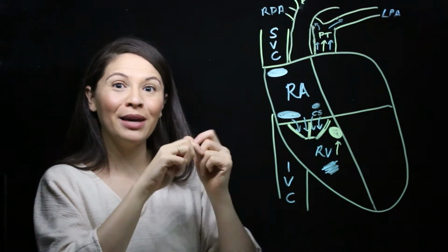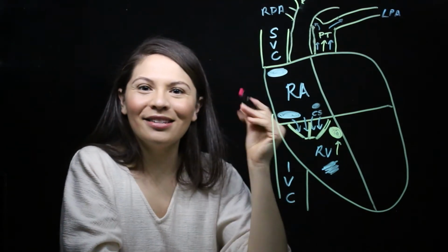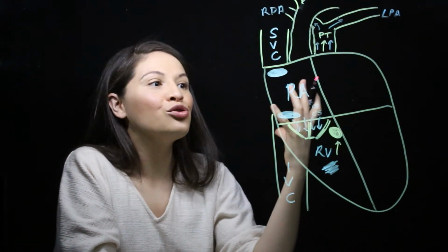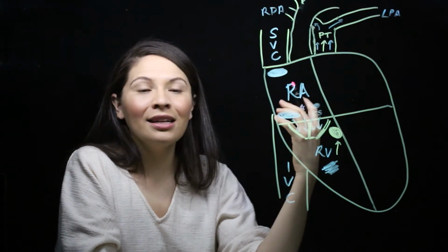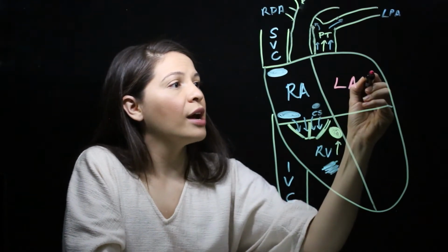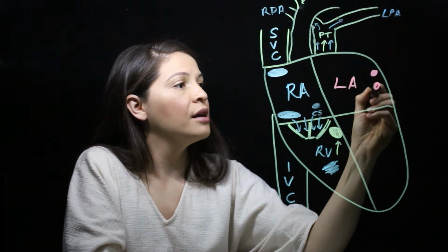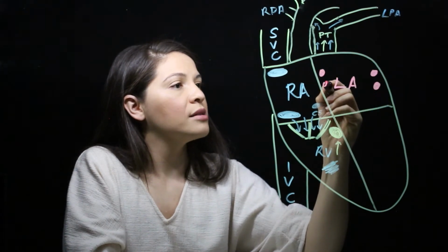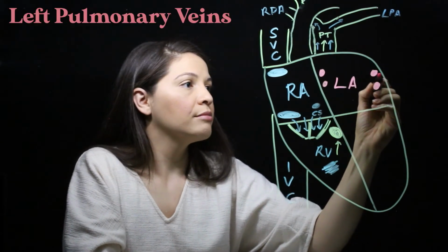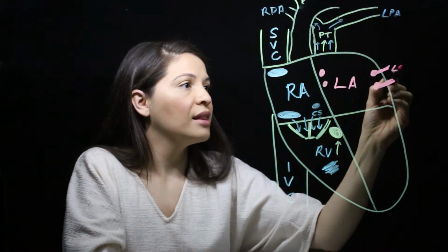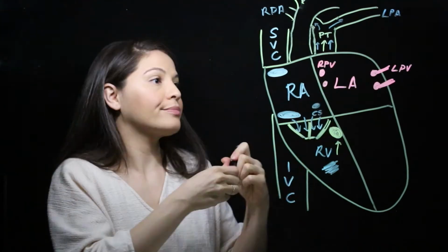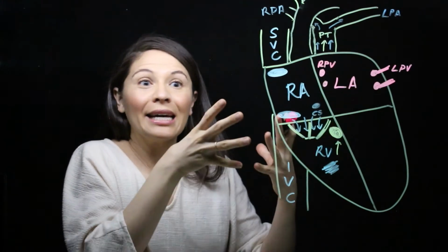So now I'm going to change over to my pink pen to indicate oxygenated blood. So the oxygenated blood from the lungs is going to drain back to the heart and drain into the left atrium. We're going to have blood draining on the left side and on the right side. And so this would be the left pulmonary veins. We have our left pulmonary veins, and here we have the right pulmonary veins. So we have that oxygenated blood coming back to the heart.